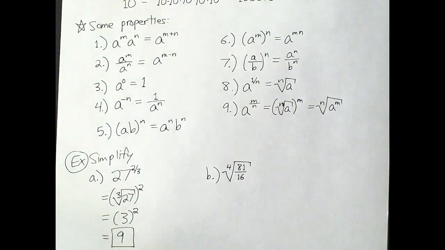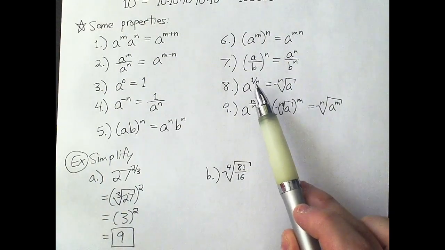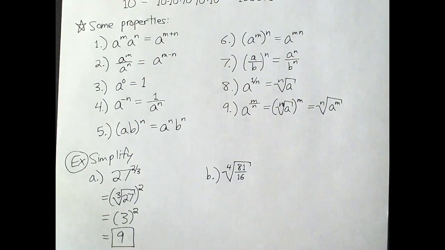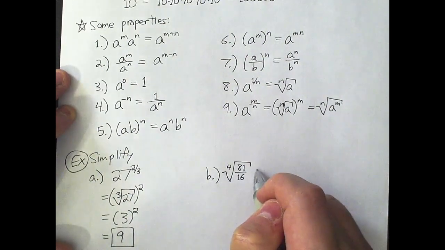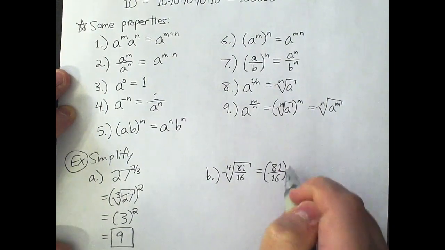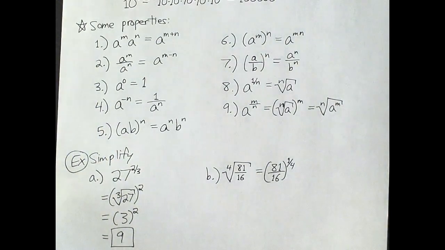For part B, I think I'm going to use, let's see, well, we have a root here, and I know that the 4th root of something could be thought of as raising to the 1/4. So maybe I could think of this as, let's just write that, 81 over 16 to the 1/4. You know, I guess that's by property 8.